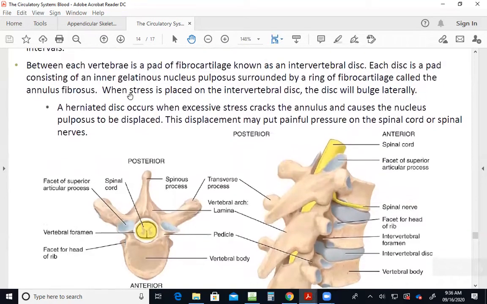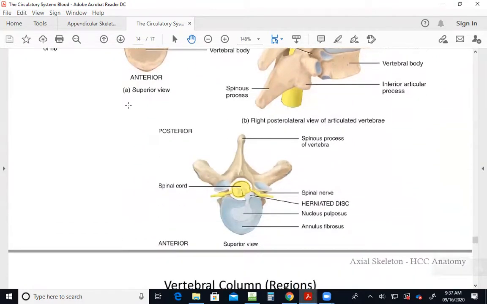Let's talk about the fibrocartilage structure called the intervertebral disc, which is made up of an inner gelatinous nucleus pulposus surrounded by a ring of fibrocartilage called an annulus fibrosus. If you have stress placed on an intervertebral disc, you can herniate it or slip it. If you've ever heard of a slipped disc, herniated disc, or bulging disc, this is what takes place. The fibrocartilage cracks, and that jelly substance can leak out and end up putting pressure on the spinal cord or a spinal nerve, which can cause pain.